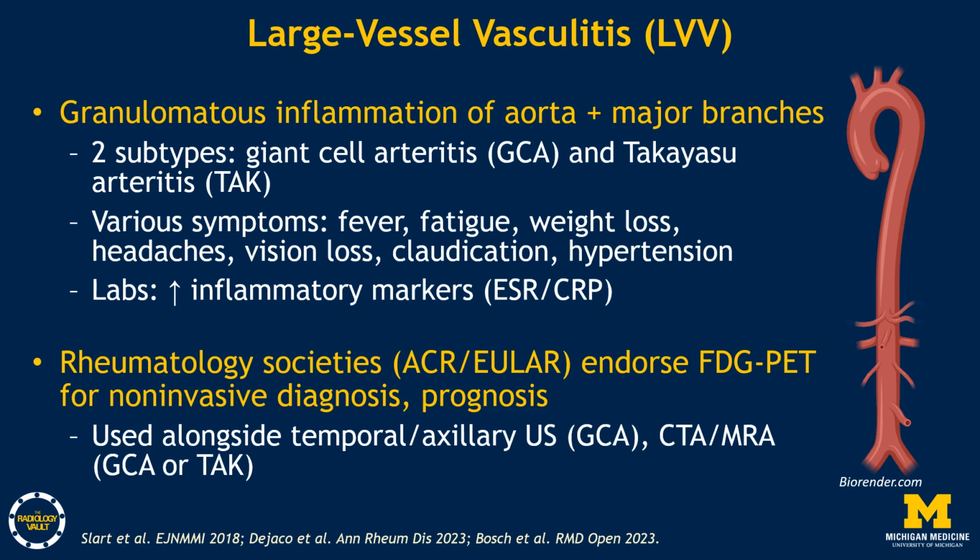The major rheumatology societies do endorse FDG-PET for non-invasive diagnosis and also for prognostication. So temporal and axillary ultrasound plays a big role in diagnosis of giant cell arteritis. CTA and MRA play a role in either type of large vessel vasculitis, and so PET is used alongside all of these typical anatomic modalities.